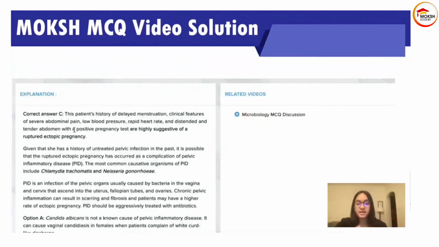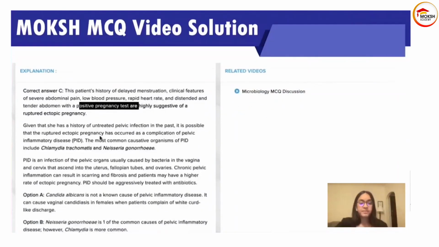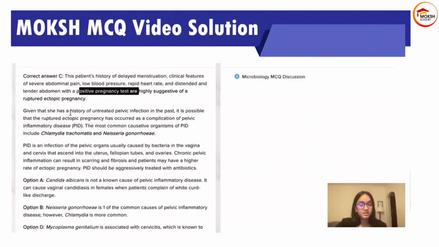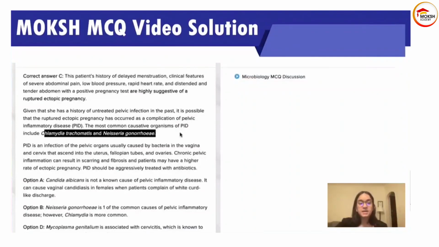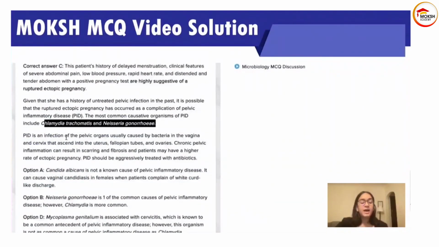and a distended tender abdomen with a positive pregnancy test is highly suggestive of a ruptured ectopic. Given that she has a history of untreated pelvic infection in the past, it is possible that this occurred as a complication of PID. The most common organisms for PID are Chlamydia and Neisseria gonorrhea. Okay, and what is PID?